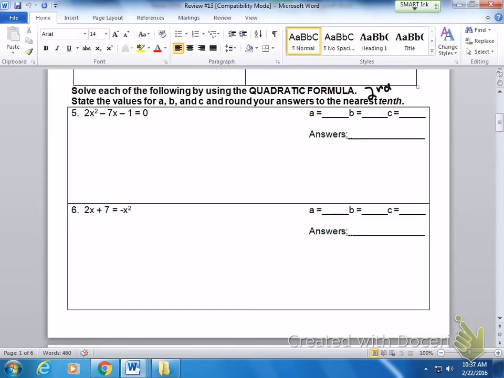So I need to list my a, b, and c. So I'm going to pause for just a second. I want you to list out your a, b, c. And what I need you to do then is go ahead and fill out this template.